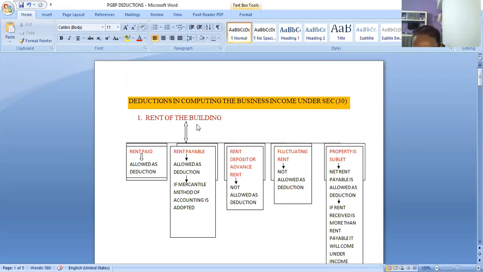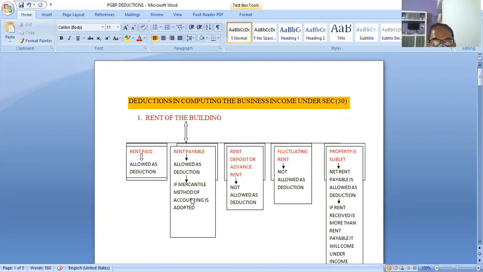If you are doing business in a rented building, what happens? First, rent paid. Suppose you paid the rent, that is allowed as deduction. Whatever rent is paid is allowed as deduction. Second is rent payable. It is allowed as deduction if the business maintains the mercantile method of accounting. If the problem says that the business is maintaining the cash system of accounting, in that case rent payable is not allowed as deduction.